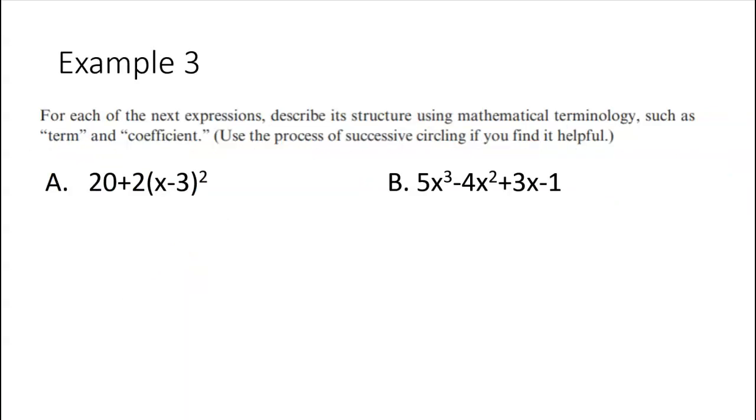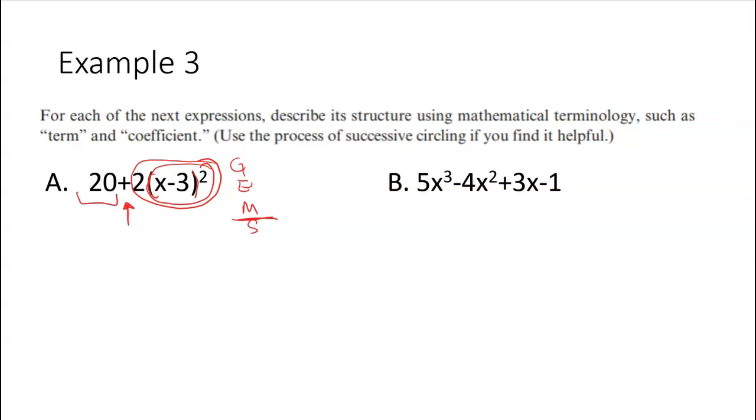Let's take a look at this example. For each of the next expressions, describe its structure using mathematical terminology such as term and coefficient. So again, we're looking for the difference in addition and subtraction, but this does not constitute a separate term because it's inside of a grouping symbol. So keeping that in mind, we're not just separating. We wouldn't say like this is a term, this is a term, this is a term. That would be incorrect because when we look at GEMS, we're basically separating everything up until this point. So we've got this grouping symbol, we've got this exponent, and then we've got this multiplication. So this is all one term. And then we've got our addition at the end.